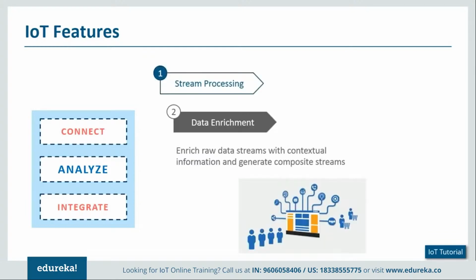Apart from this, this is raw data that is being streamed from all the things. You need to identify which is contextually important information which is going to be taken forward. Once I have the relevant information, I can even generate composite streams of information which can be taken ahead for future analysis and understanding as well. This is what your data enrichment process does.